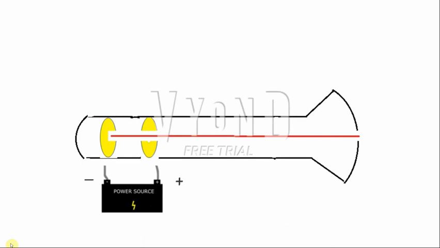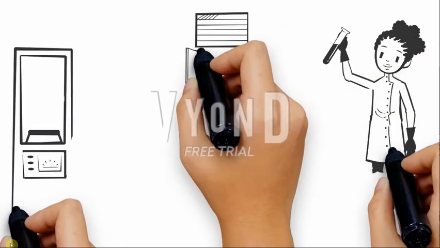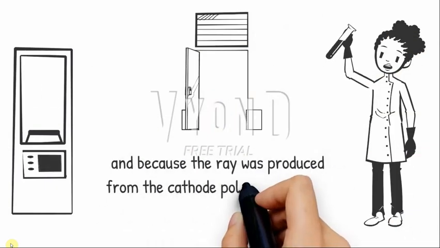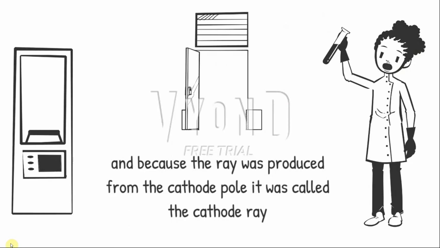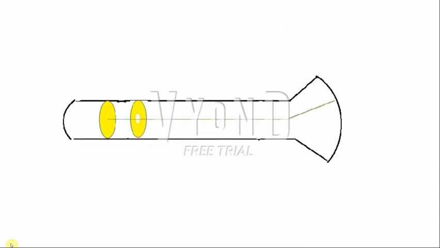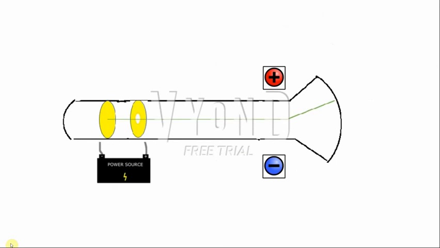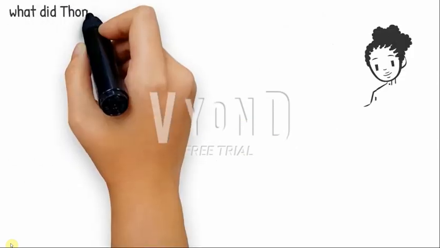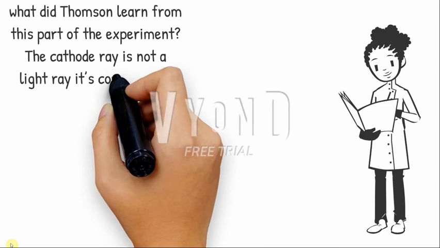And this ray continues to move in a straight line till the end of the tube. And because the ray was produced from the cathode pole, it was called the cathode ray. The next step of Thomson's experiment was to expose the ray to an electric field with a positive pole and a negative pole. It was observed that the ray was deflected toward the positive pole and away from the negative pole. What did Thomson learn from this part of the experiment?